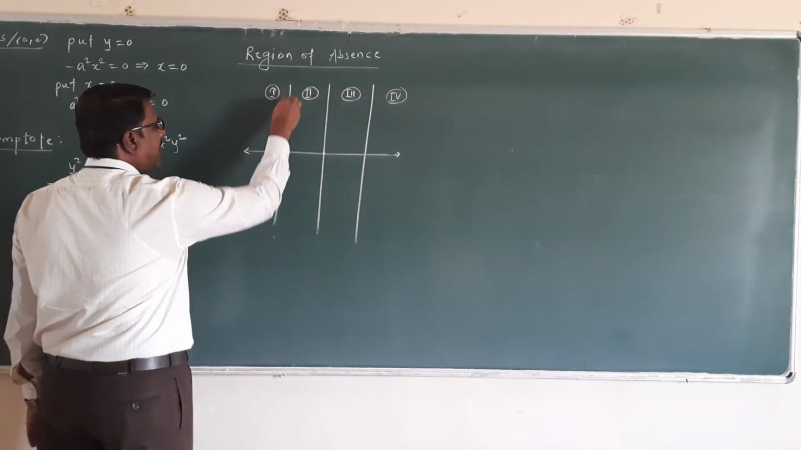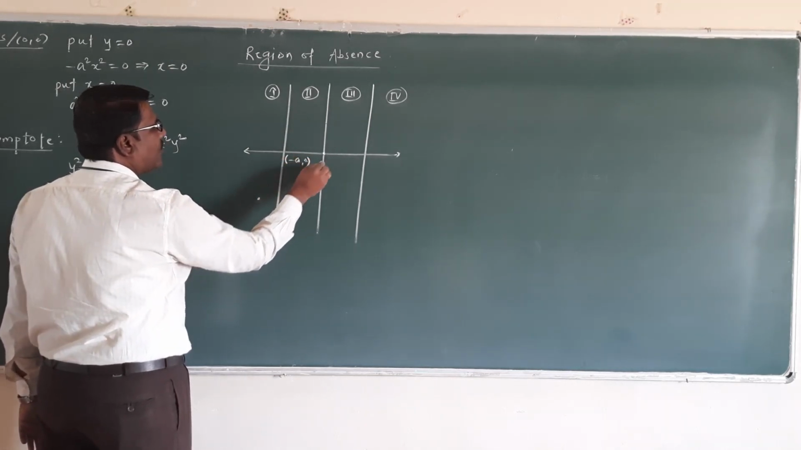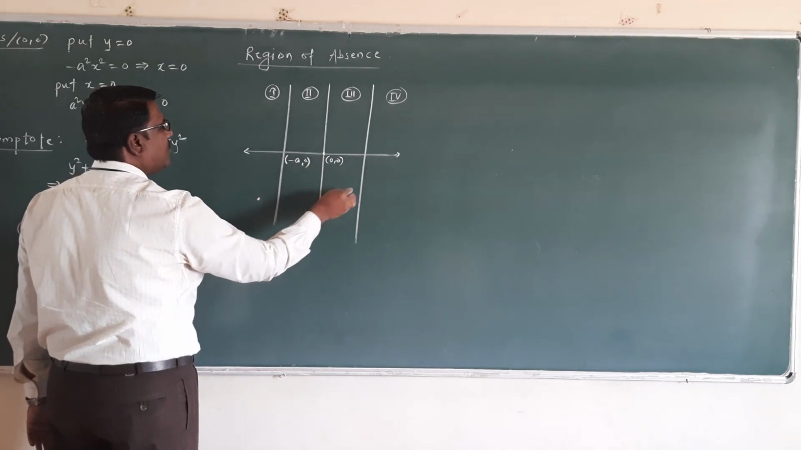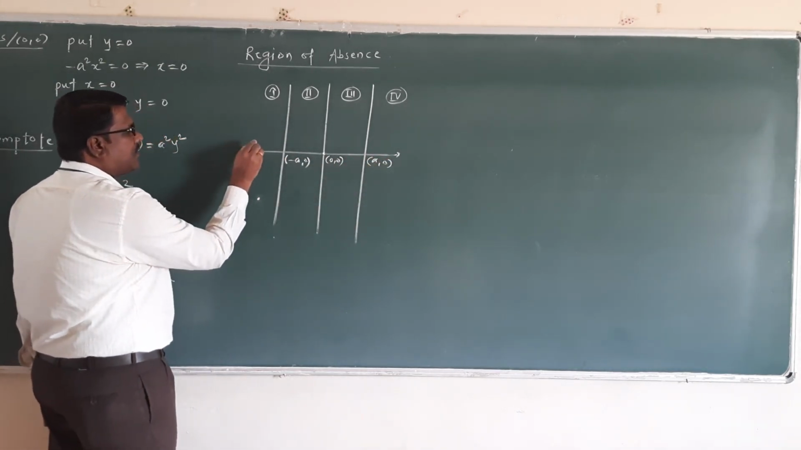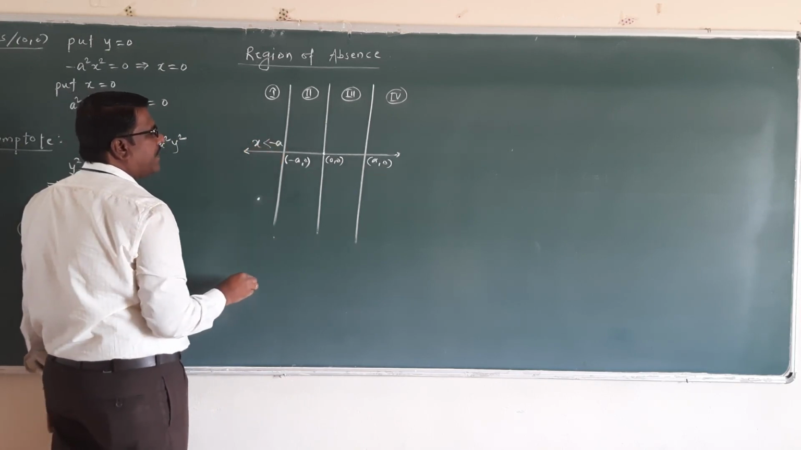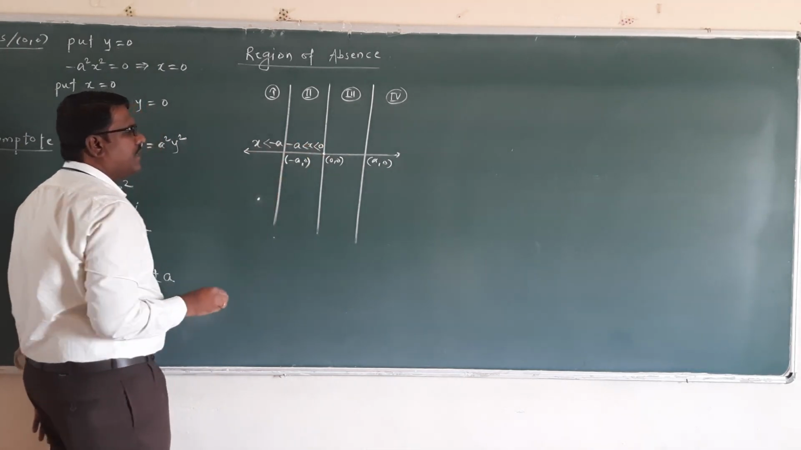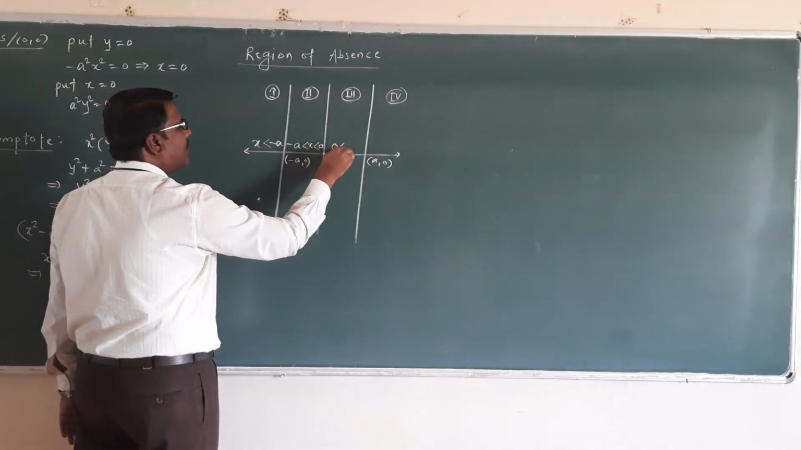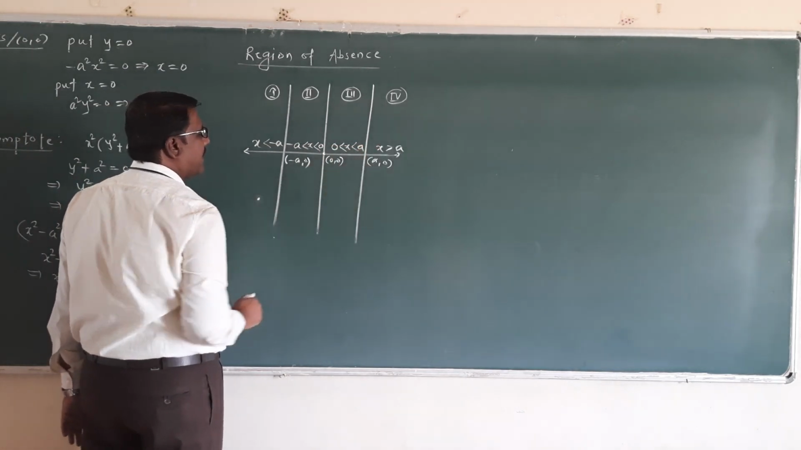For that, first I will define the partitions. So this x is equal to minus a, it means this point is (minus a, 0), this point is (0, 0), this point is (a, 0). This partition I can define as x less than minus a. Here minus a less than x less than 0. Here 0 less than x less than a, and x greater than a.